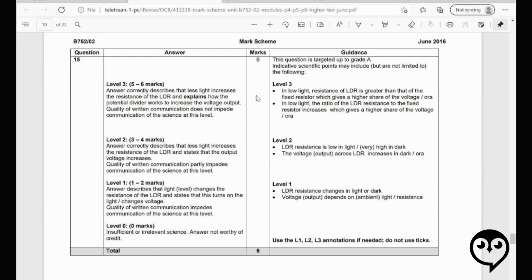Okay, we're shooting for level 3, I would hope. Describes less light increases the resistance and explains how the potential divider works. So make sure you discuss this. Okay, quality of written communication does not impede communication of the science. So obviously you want to kind of know what you're talking about. You really need to practice using your vocabulary, your terminology, and expressing things concisely. Okay. In low light, LDR resistance is greater, and that gives a higher share of the voltage. Yeah, that's what we've said.